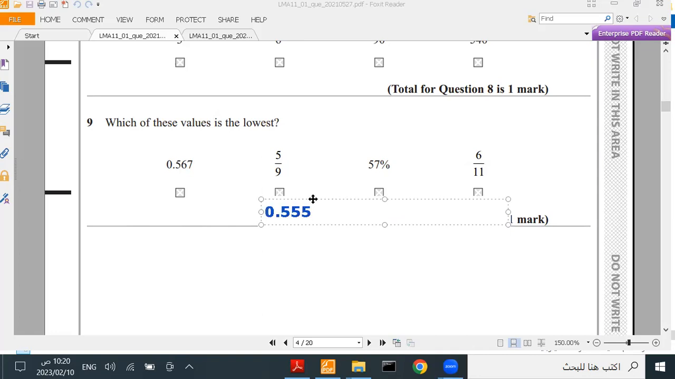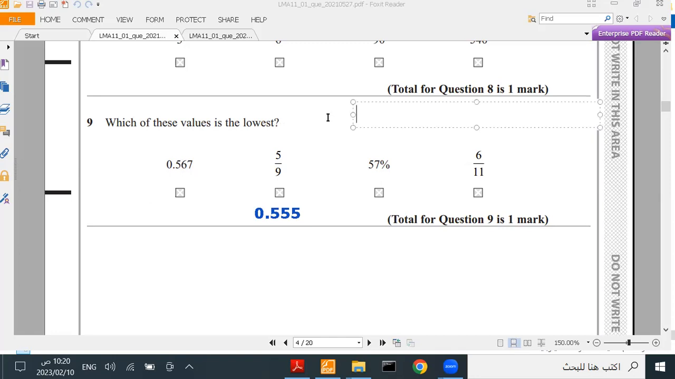I want you to focus on this: when you compare numbers and want to find the smallest, the highest, the lowest, it's important to make them have the same count of numbers. If these have 3 after the decimal point, make these have 3 after the decimal point as well. Same idea. And how can I find this one? This one is 57 divide 100. Good. 57 divide 100 equals 0.570.